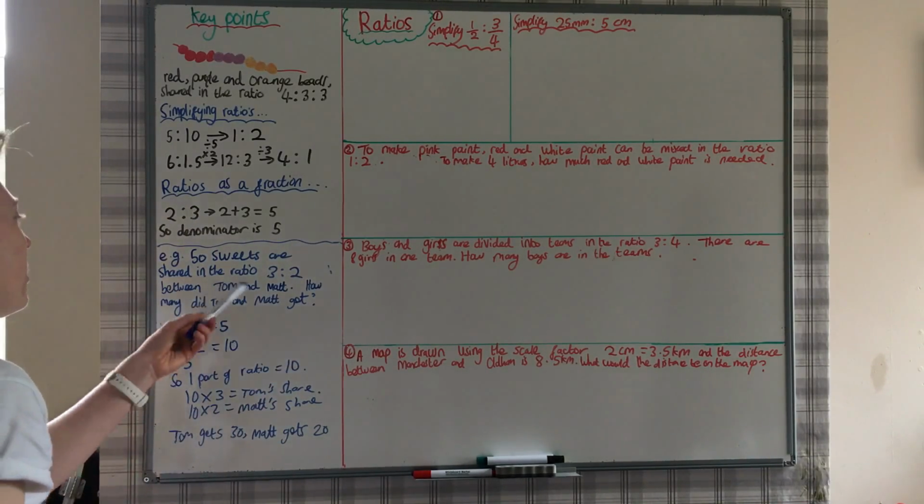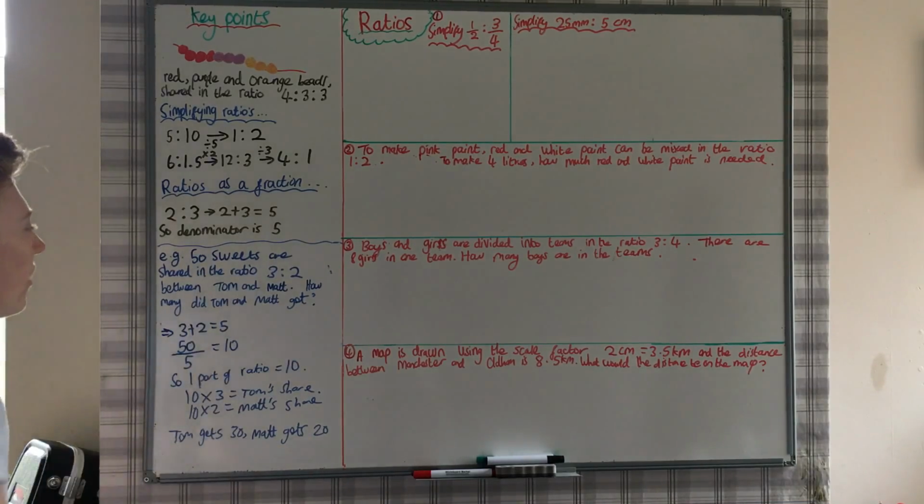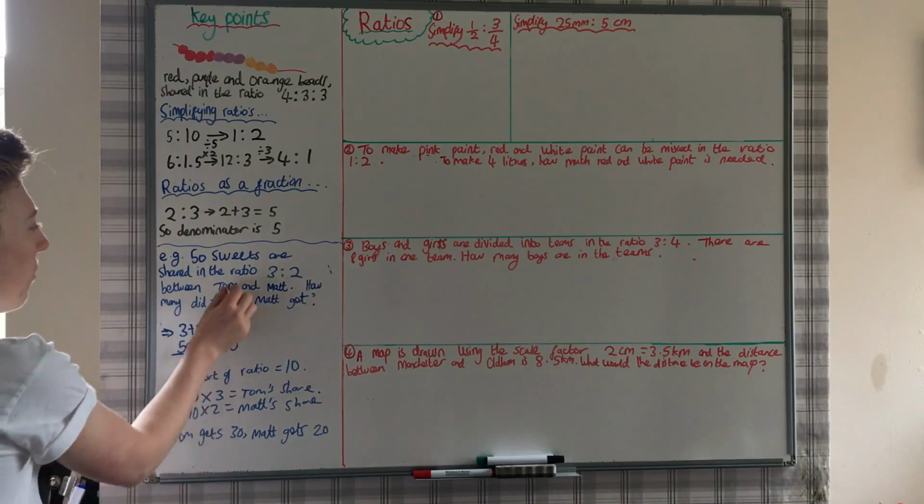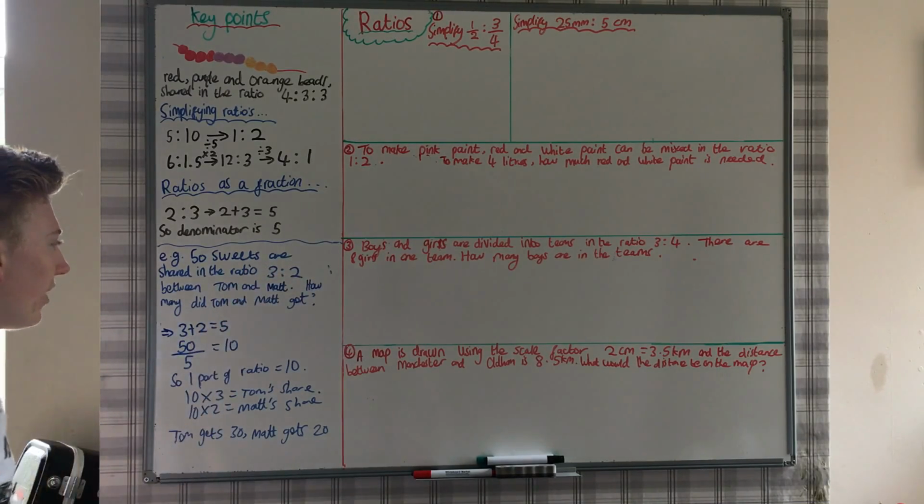50 sweets are shared in the ratio 3 to 2 between Tom and Matt. So the order we've written this corresponds to the parts of each ratio. So Tom gets 3 parts and Matt gets 2 parts of the ratio. How many did Tom and Matt get? So, we first of all find out the denominator of our fraction, the bottom of it, which is the total number of parts of the ratio, 3 plus 2, which is 5.